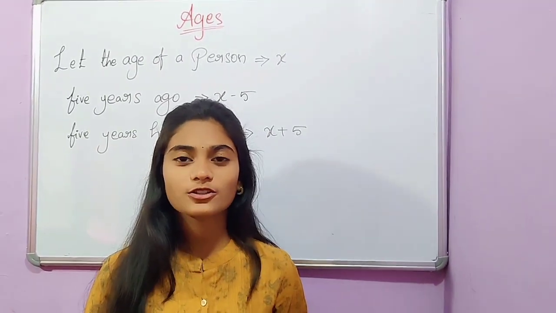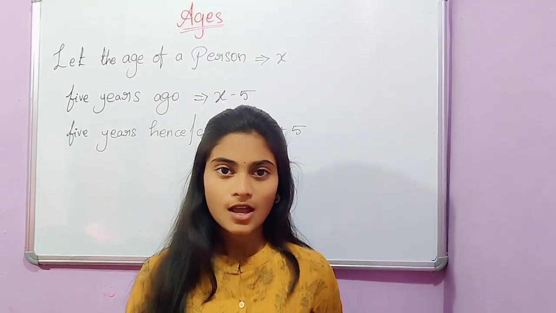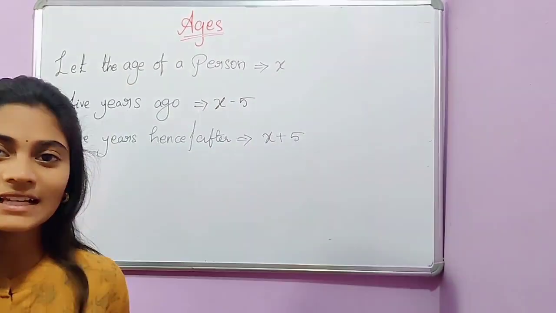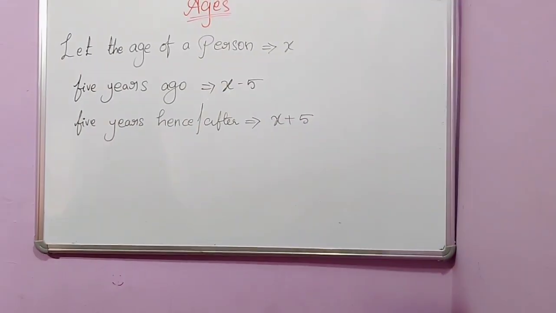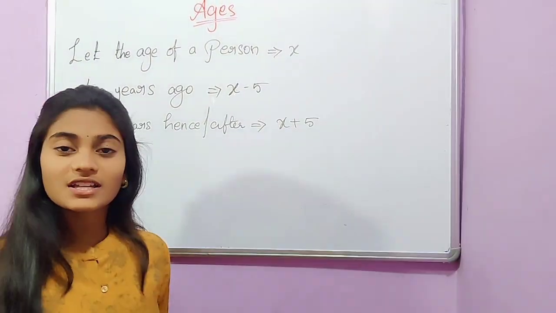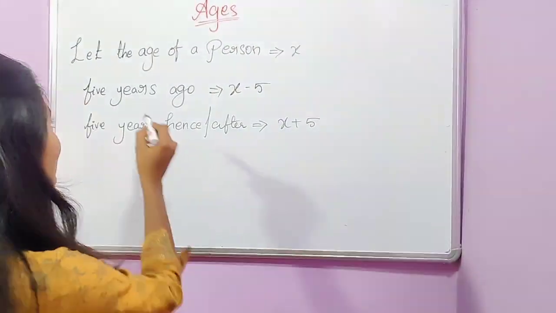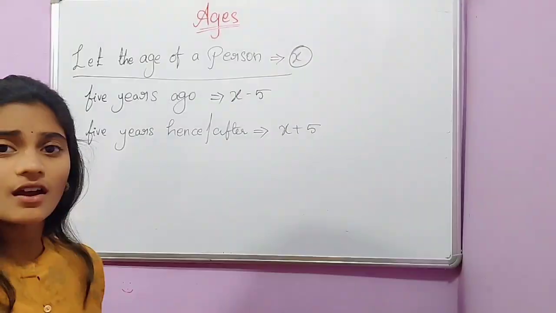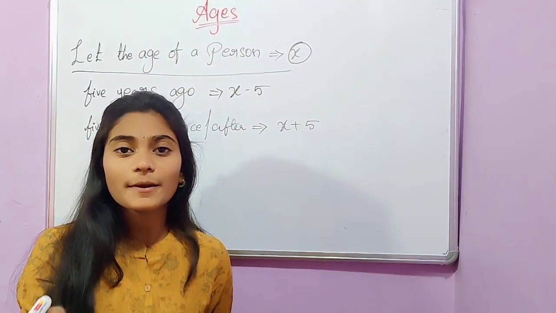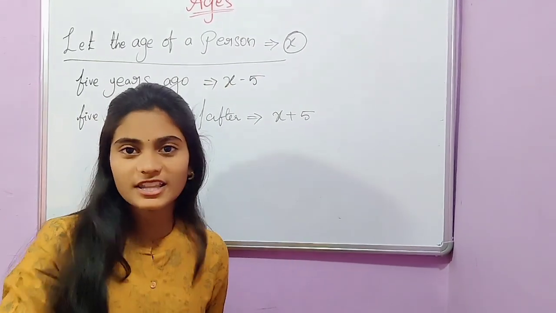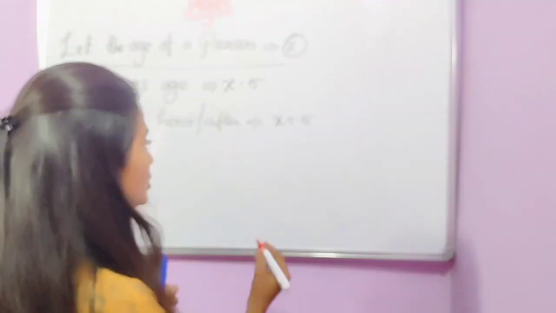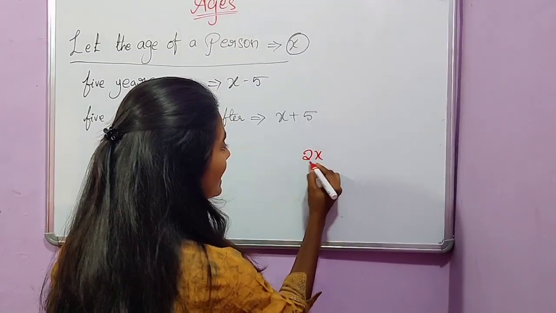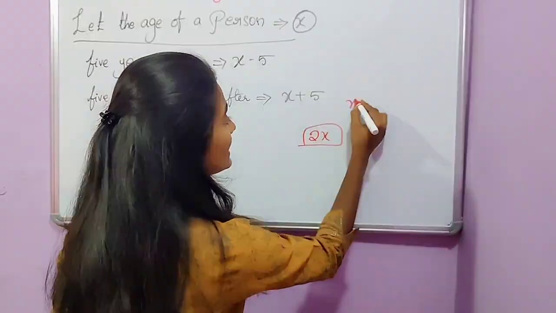In this video, we are going to solve some problems related to ages. Before going to the problems directly, let's see some basic points. If the age of a person is not given in the question, let the age of a person be x. Sometimes they say the age of one person is twice the age of another person. In that situation, we take x as the age of the first person and 2x as the age of the other person.